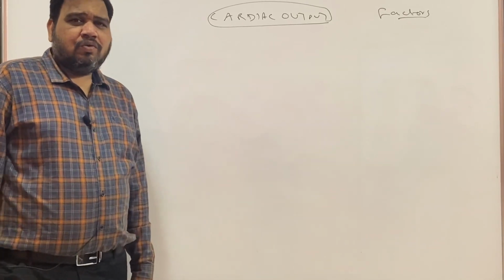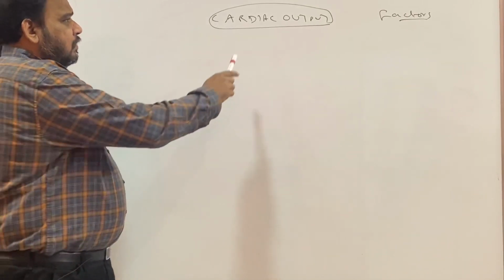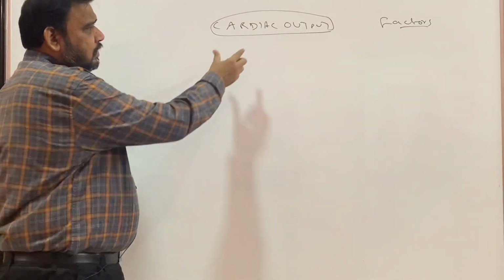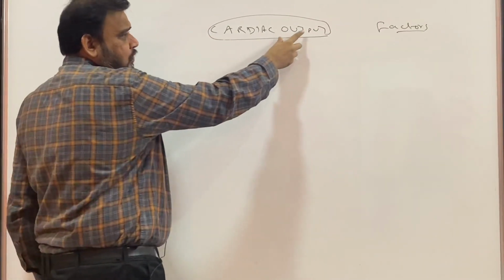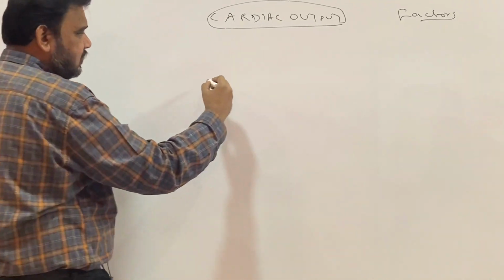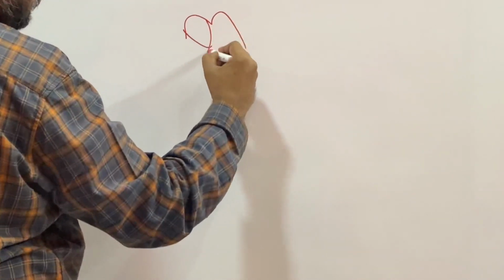Good morning to all. Today I am going to discuss a very important topic: cardiac output and the factors affecting cardiac output. As the name says, cardiac means heart, output means how much blood is coming out of the heart. To give the proper definition, first I will draw a rough diagram.